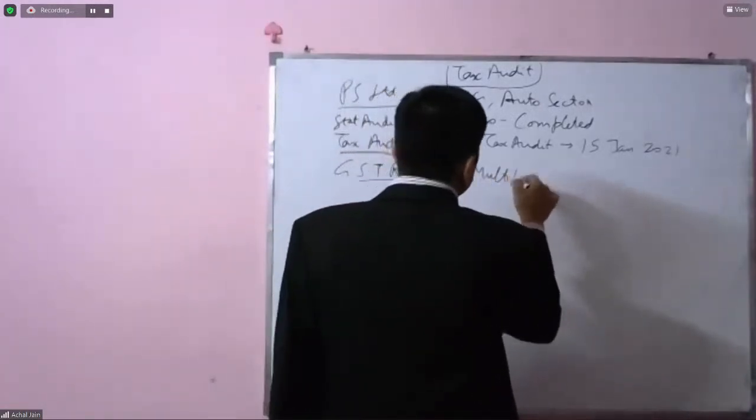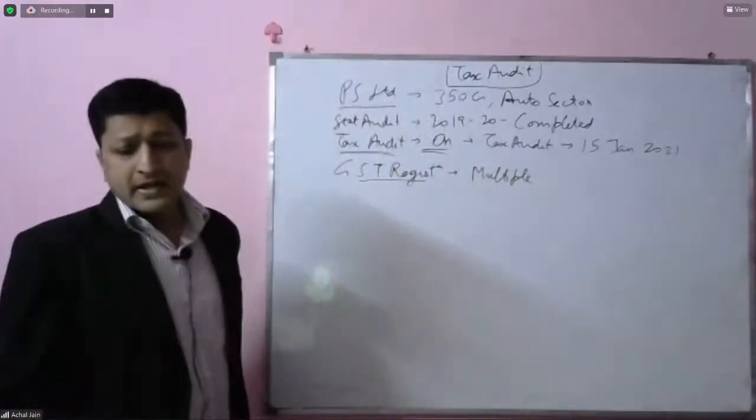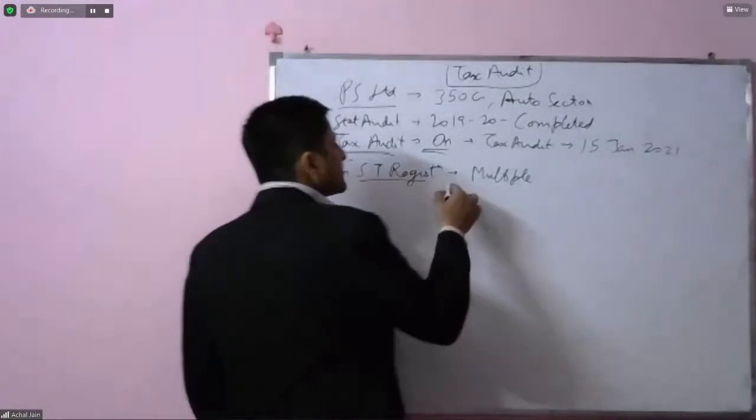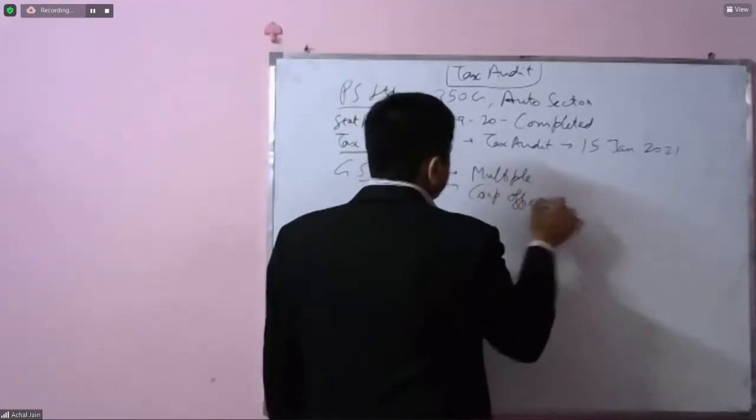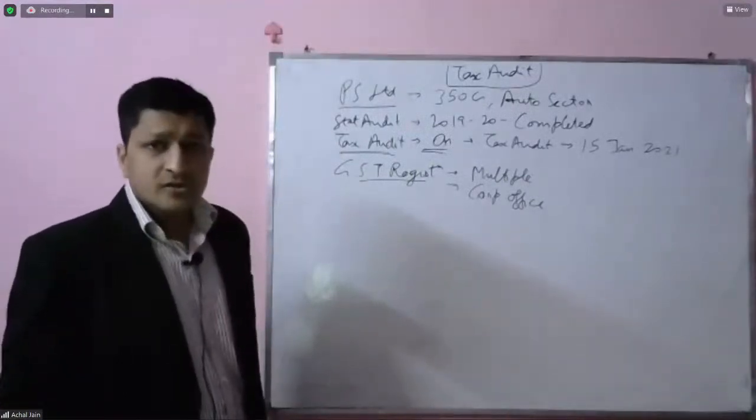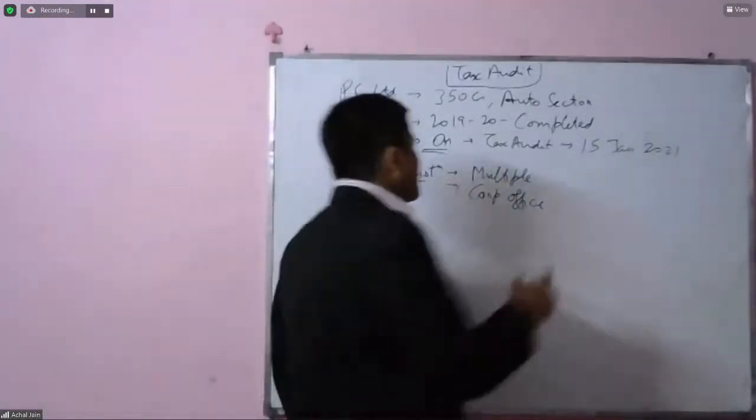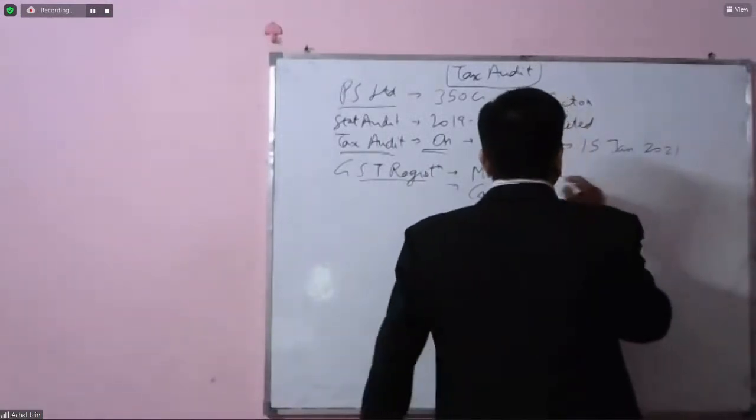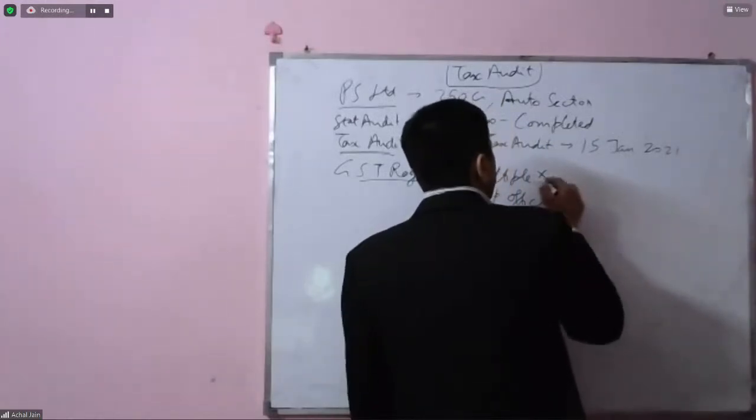Which are multiple for this company. For some reason, this company has got multiple registrations. And there's one registration of corporate office. Now the company doesn't want to disclose all the GST registrations in Form 3CD. They want to disclose only the one. Okay, they don't want to disclose this one. They want to disclose only this one in Form 3CD.